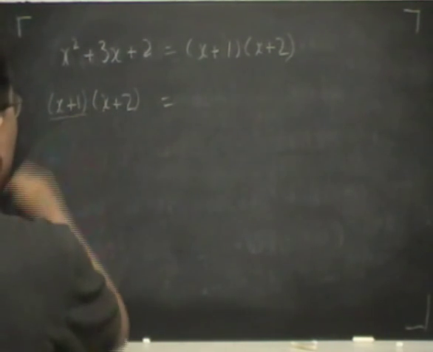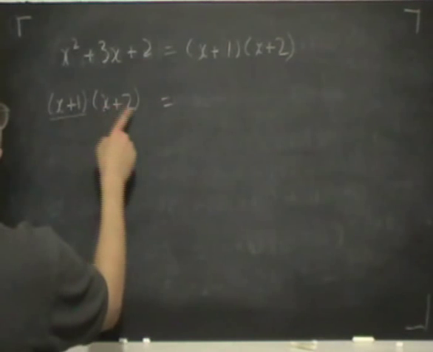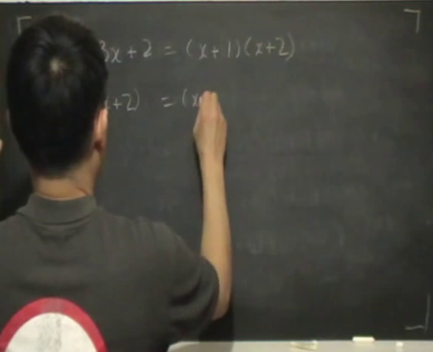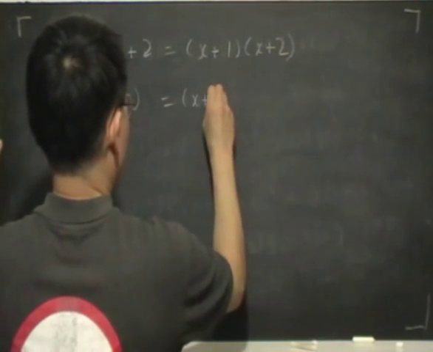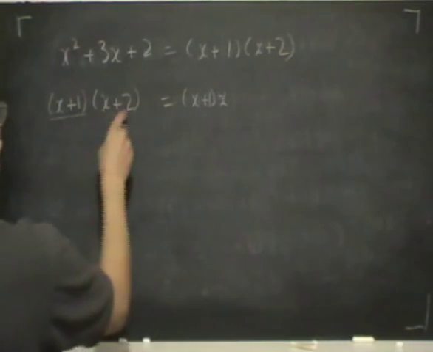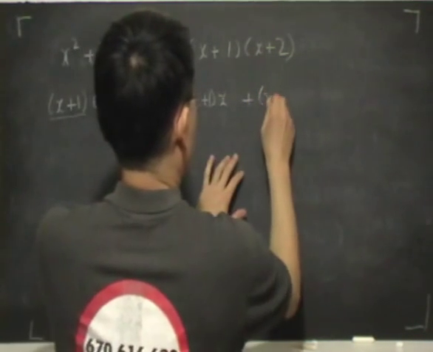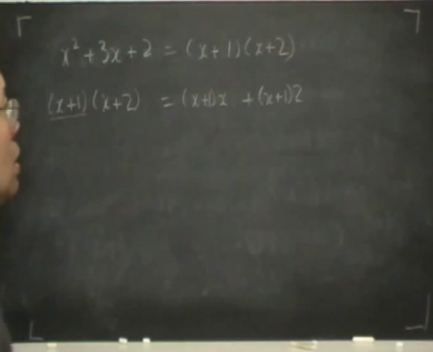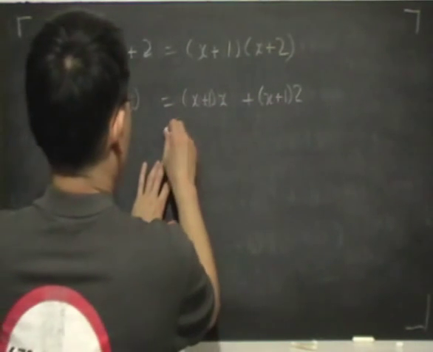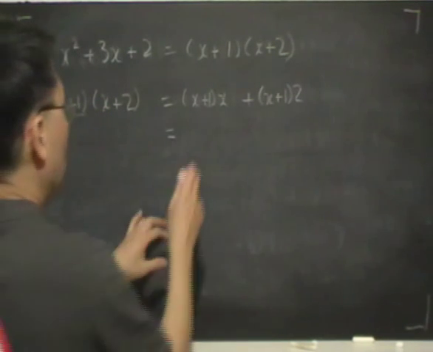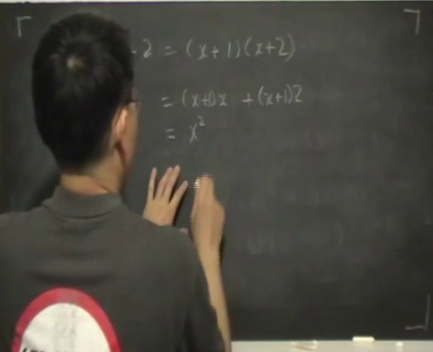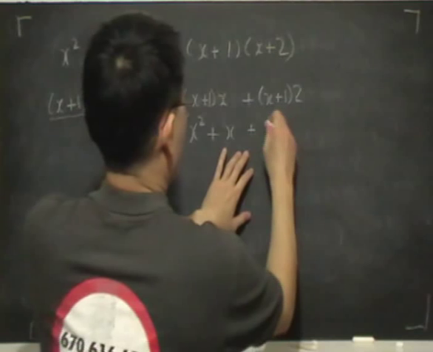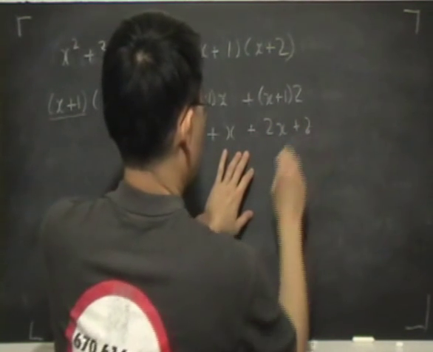Let's take this as a number and multiply that by each term in the bracket so that we get x plus 1 times x, and then we get x plus 1 times 2. Right? And then in the next step, we remove the bracket and we get x squared plus 1 times x plus x times 2 plus 2.